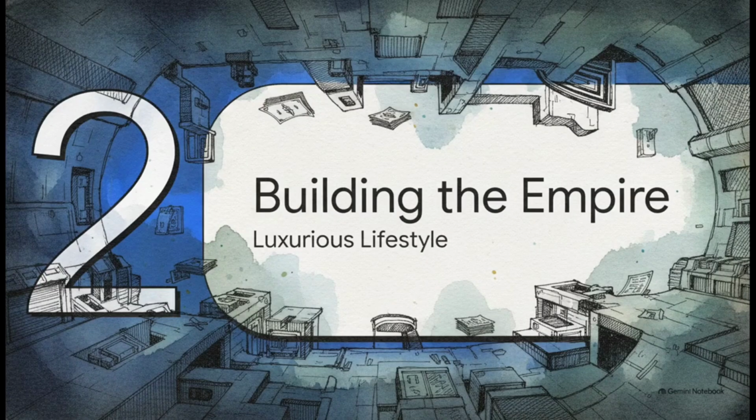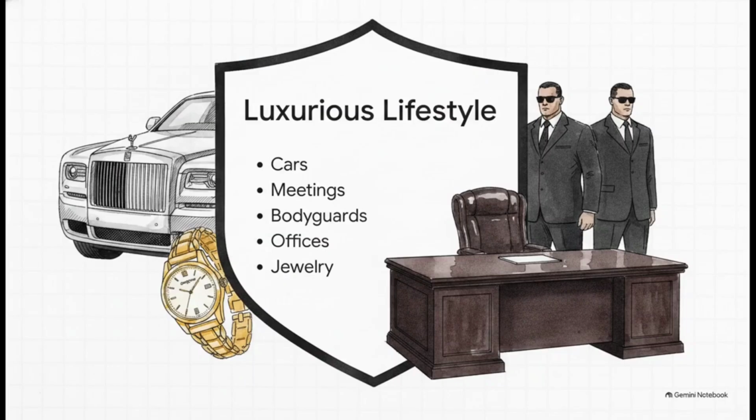Moving on to Part 2: Building the Underground Empire. Luxurious Lifestyle. Okay, so once that emotional foundation is laid down, the story hits the gas. The narrative accelerates by practically bombarding us with this rapid list of luxuries. We're talking expensive cars, exclusive private meetings, an absolute army of bodyguards, massive offices, gold jewelry, and those secret nighttime deals. The blueprint specifically calls for these elements because they contrast so sharply with his poor beginnings.